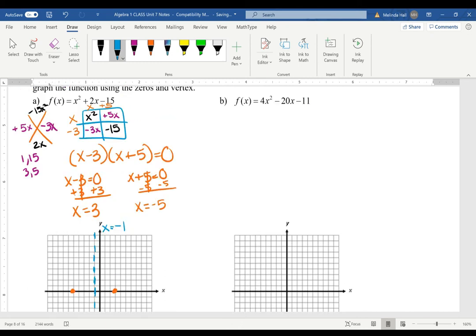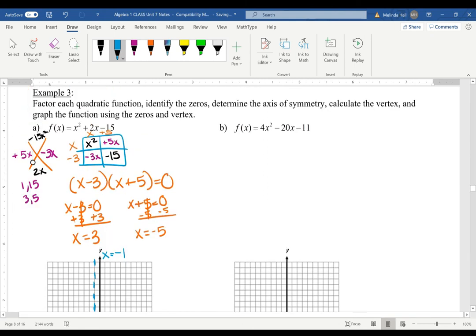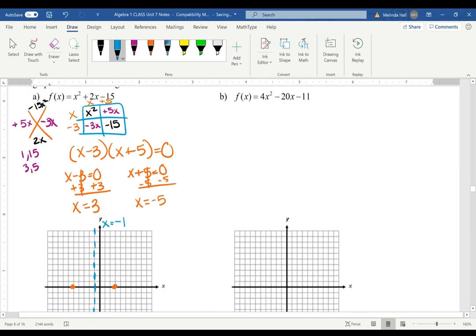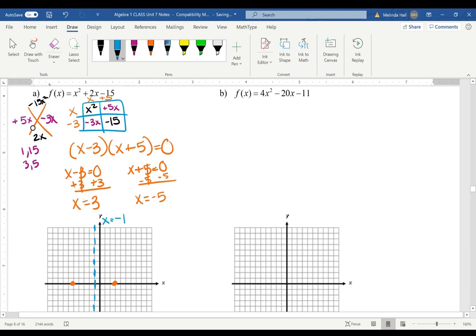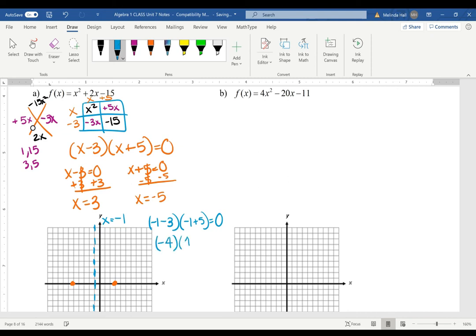And so then to go from there to get the vertex, because we just have to get the vertex and then finish graphing, we're going to take negative 1 and plug it in. So we would have negative 1 minus 3, negative 1 plus 5. Negative 1 minus 3 would give you negative 4, and negative 1 plus 5 would give you positive 4, and so then that would be negative 16, which technically I guess this should be equal to y. My bad. Okay, and so then since it's at negative 16, that means my vertex is at negative 1, negative 16.